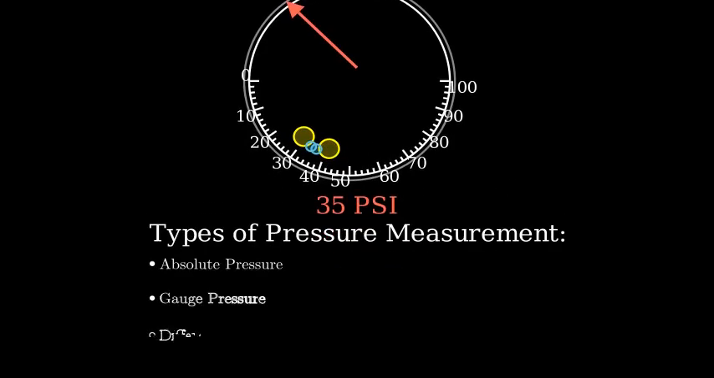Pressure gauges can measure different types of pressure. Absolute pressure is measured relative to a perfect vacuum, while gauge pressure is measured relative to atmospheric pressure, and differential pressure measures the difference between two pressure points.